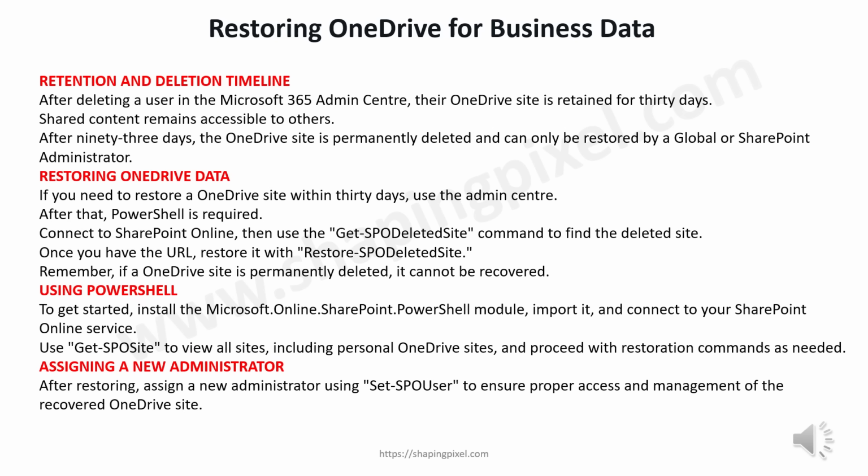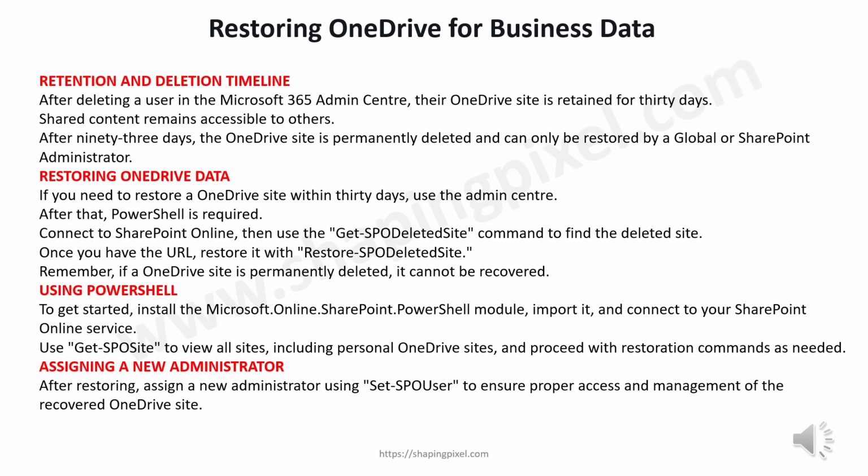Connect to SharePoint Online, then use the Get-SPODeletedSite command to find the deleted site. Once you have the URL, restore it with Restore-SPODeletedSite. Remember, if a OneDrive site is permanently deleted, it cannot be recovered.